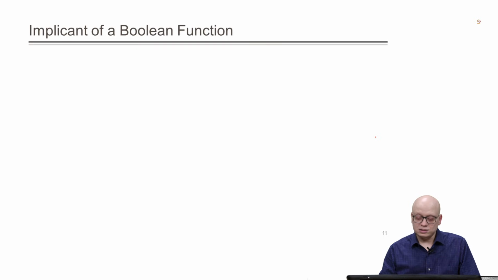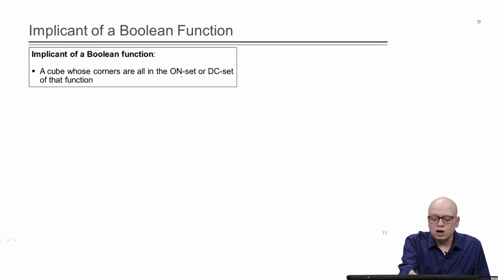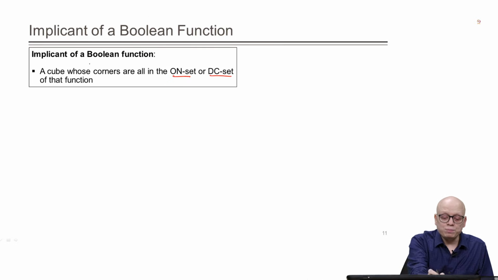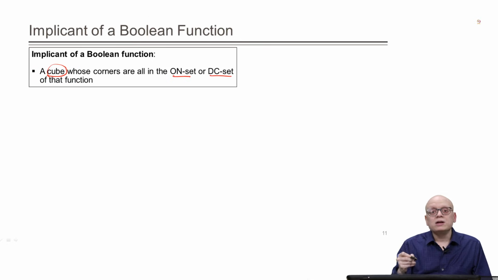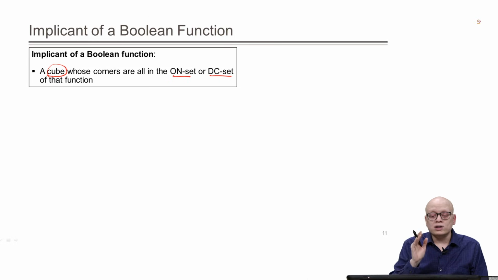Now, let us understand a term which is known as implicant. What is an implicant of a Boolean function? An implicant of a Boolean function is a cube whose corners are all in the onset or do not care set, right. It can be either in the onset or in the do not care set, but it cannot be in the offset. And what is a cube? A cube is a product of literals. So, an implicant is a product of literals whose corners are all only in the onset or do not care set. It should not go into the offset, right.